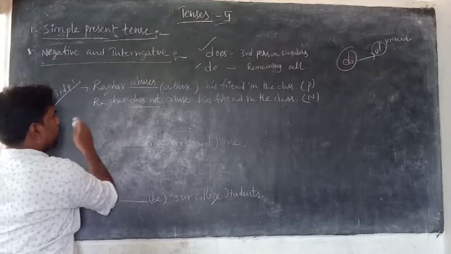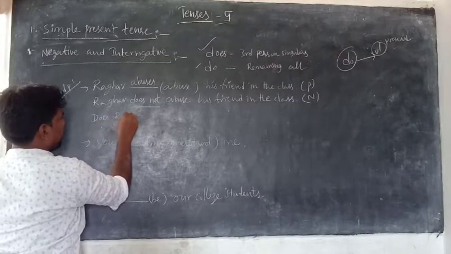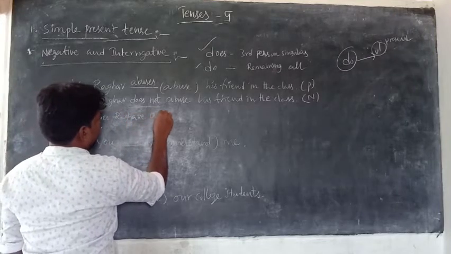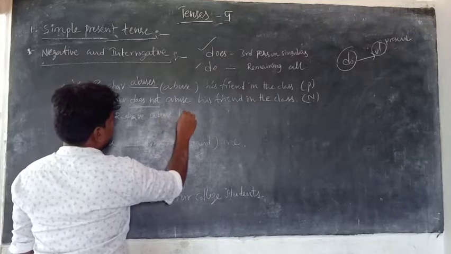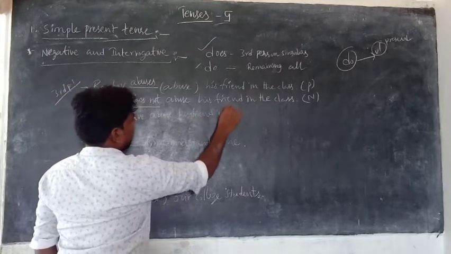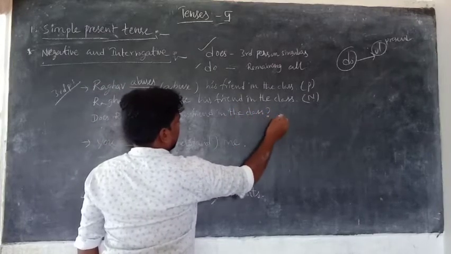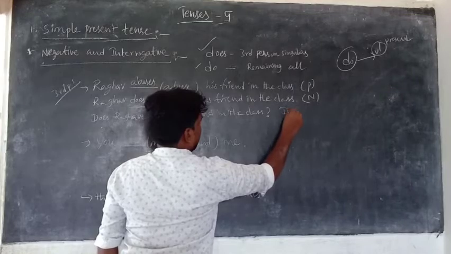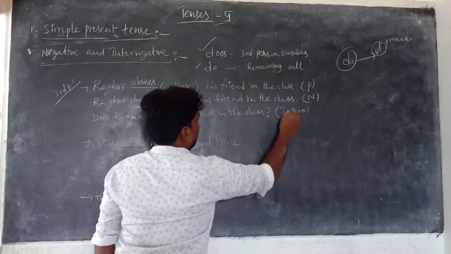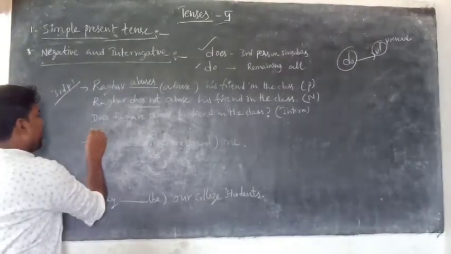And making interrogative, just put a be form before the subject: Does Raghav abuse his friend in the class? So it is interrogative. The next one, negative interrogative.